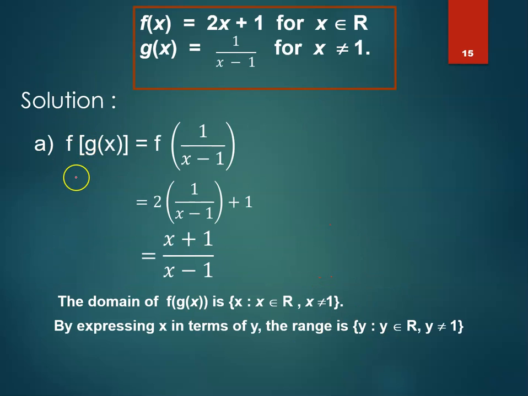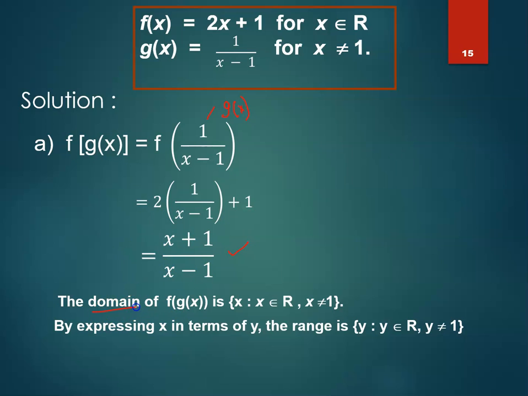For a, f(g(x)) means that you're going to substitute g into f. So what is your g? Your g is actually this thing. What is your f? Your f is 2x plus 1. So now this x, you're going to substitute with this whole thing. So it becomes 2 times 1 over x minus 1, plus 1. This one you can expand until you get this answer. So from here, you can determine your domain.